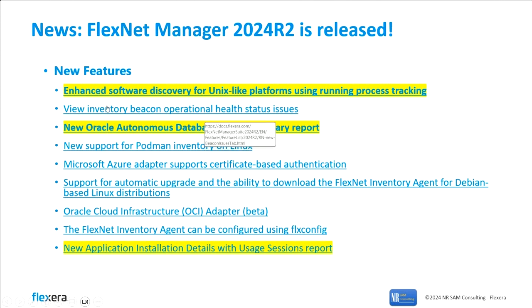There is also a new feature on the beacon, operational health and status issues. So the dashboard on the beacon where you get more information, and a new Oracle Autonomous Database Bring Your Own License Summary Report, which gives you visibility on your license consumption, which is on the cloud versus what is on-prem.